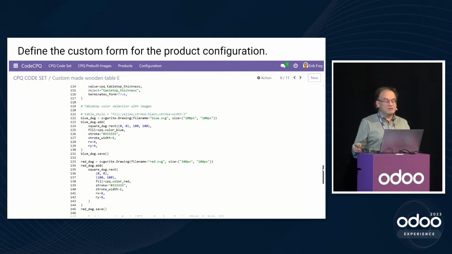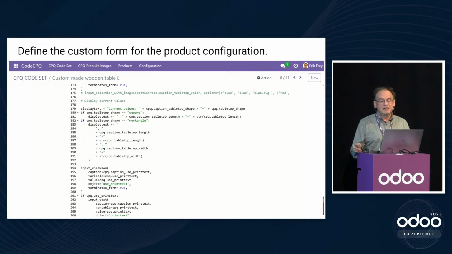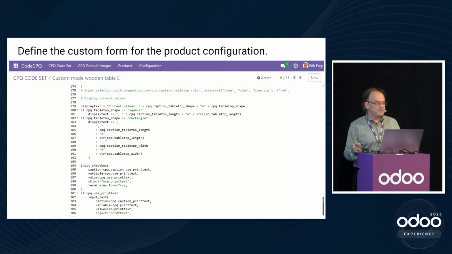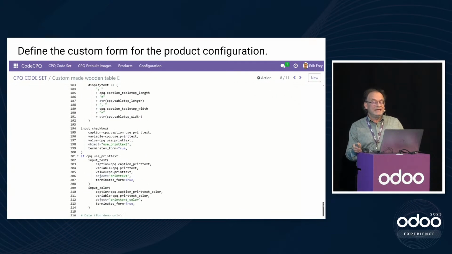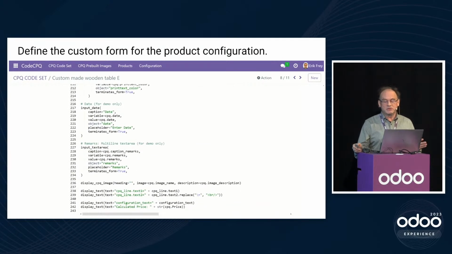CodeCPQ allows you to flexibly control the configuration of products with simple Python code. While the advanced back-end user only takes care of product matters, here in the back-end, CodeCPQ is dealing with all other issues like the connection to the Odoo database and the web browser display and functionalities.